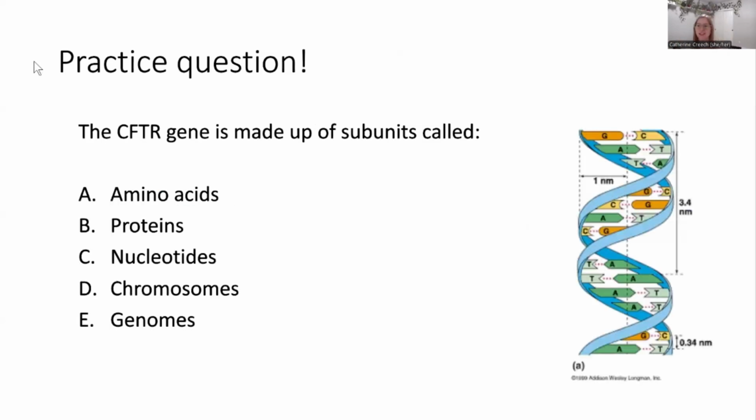Here's a practice question. The cystic fibrosis gene is called CFTR. The CFTR gene is made of what subunits? Answer it yourself, and then I'll give you the answer. It's a gene, so it's made of nucleotides.